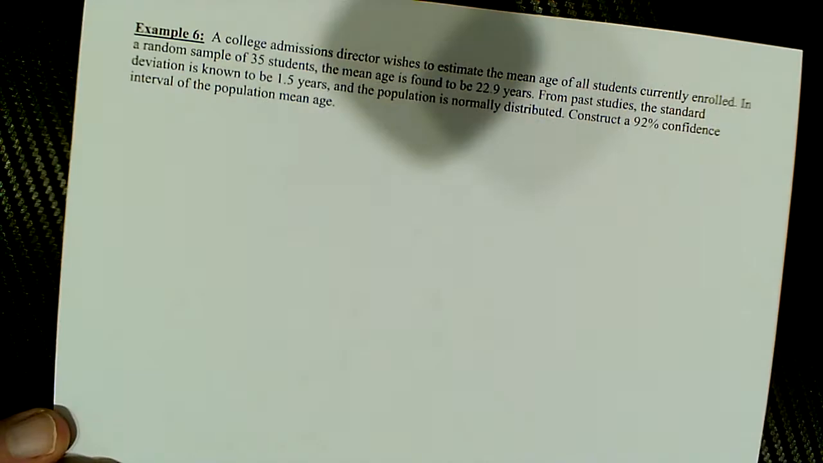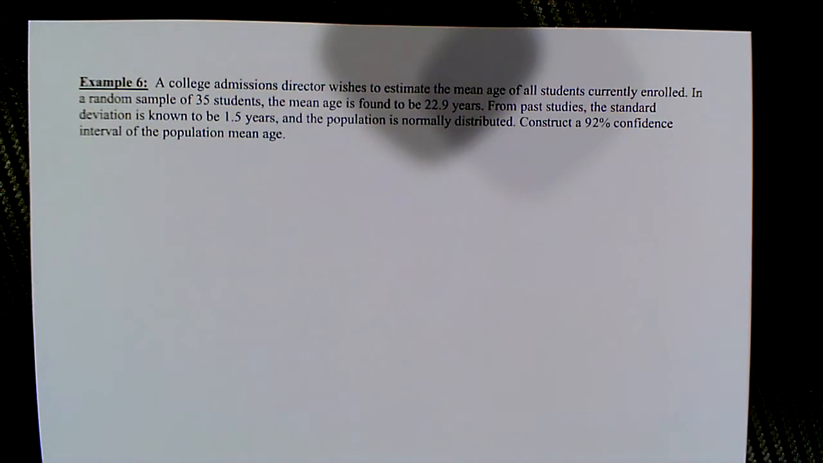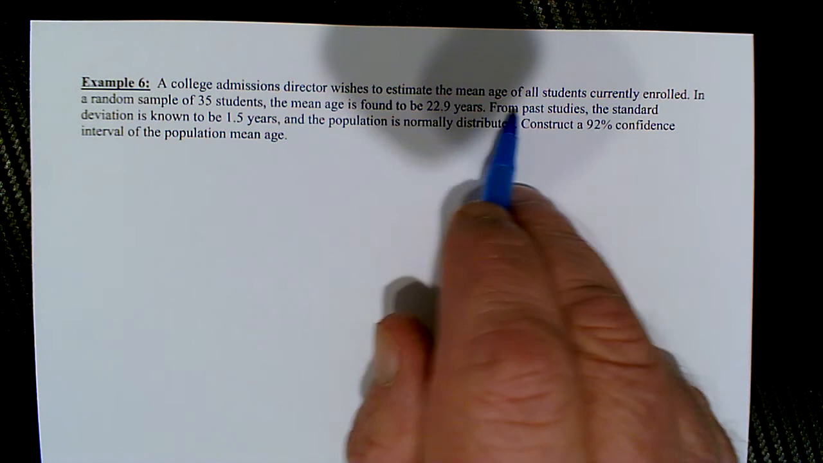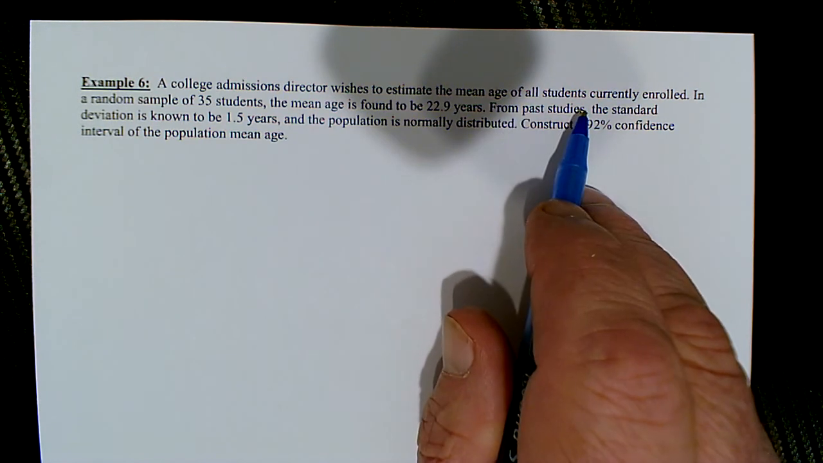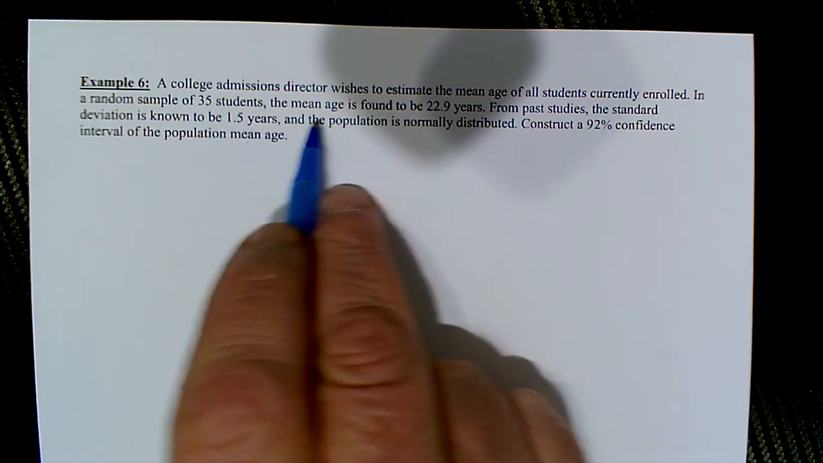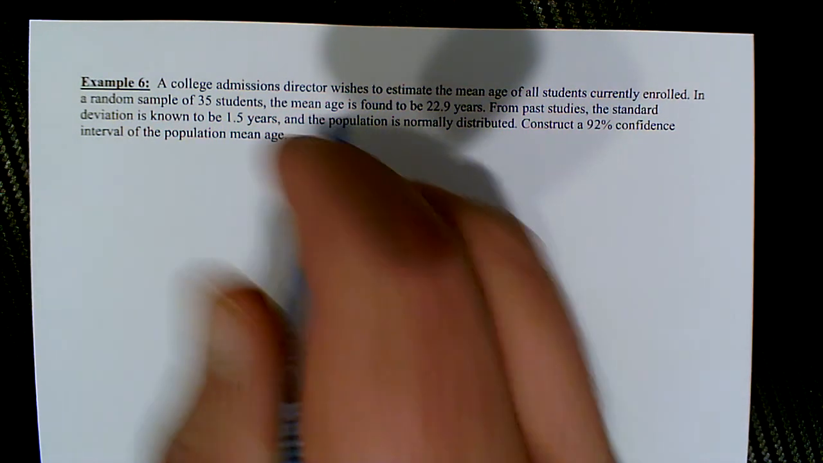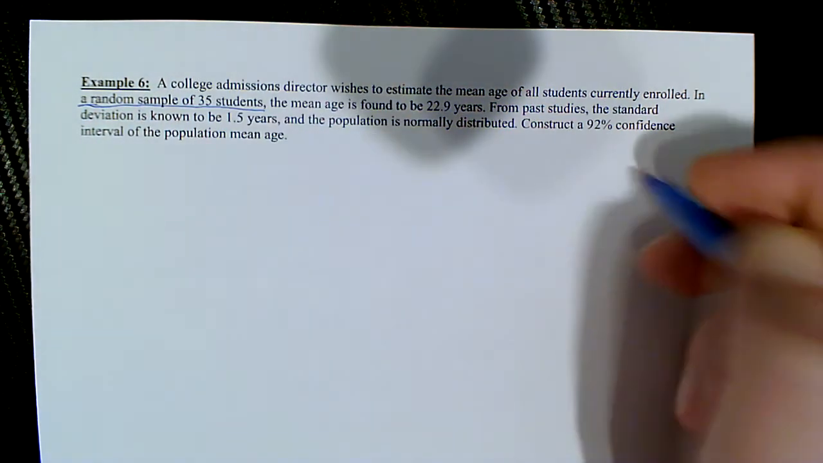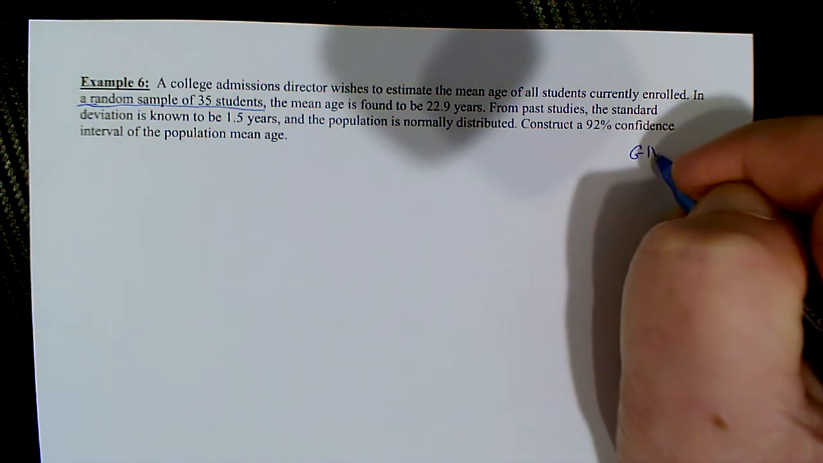Word problems. And so we have a college administrator who wishes to estimate the mean age of all students currently enrolled. He's got a random sample of 35 students. There's the mean age. So for this random sample, let's go off to the side here and write down our givens.